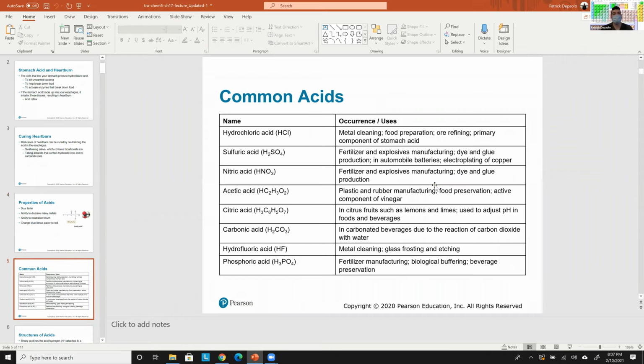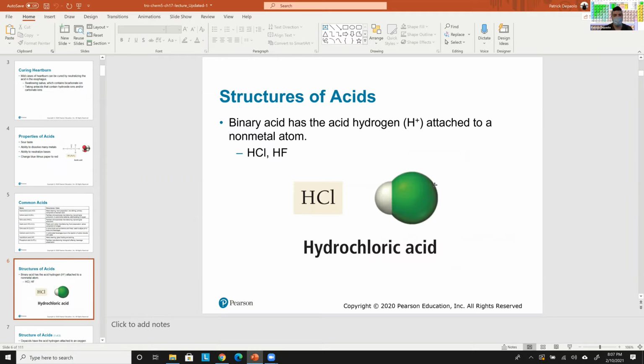Here's some common acids. We'll talk more about strong and weak acids in a second. And the structure of acids, so there's different types of acids. Acetic acid is an organic acid. There's some that are more what we call binary acids, so hydrofluoric acid, hydrochloric acid. You should be familiar with these names from Chem 1. Hydrocyanic acid has the cyanide anion, hydroiodic acid, things like that.